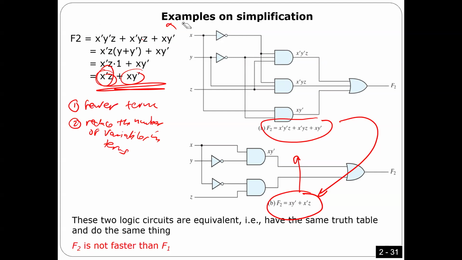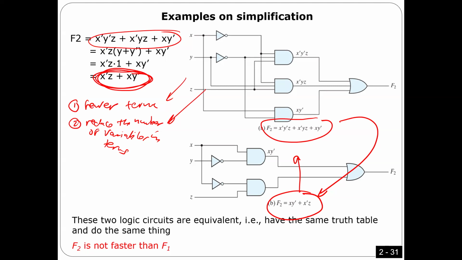So I have this function originally, I have this function here, okay? And then I'm going to do algebra manipulation. I'm going to get an equivalent function that has less number of terms or less number of variables in the terms. You got what I'm saying? But the two functions are equivalent. They are the same. They do the same thing.